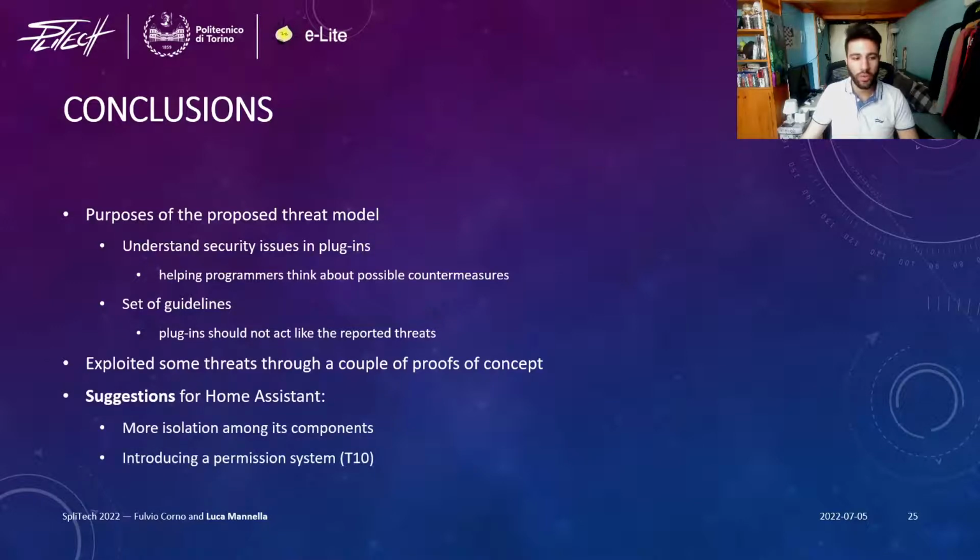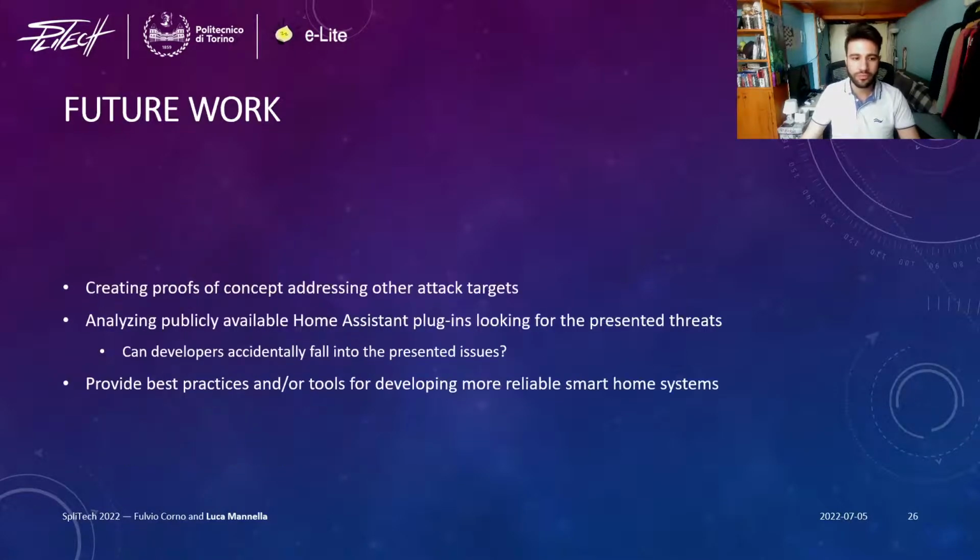To conclude, we would like to give some suggestions to Home Assistant. The first one is that Home Assistant needs more isolation among its components, for sure. And then we suggest Home Assistant introduce a permission system. Indeed, we did not exploit T10, a plugin could access an authorization level higher than expected, because each integration can do basically whatever it wants. There is no permission. About future work, we are creating proofs of concept addressing other attack targets.